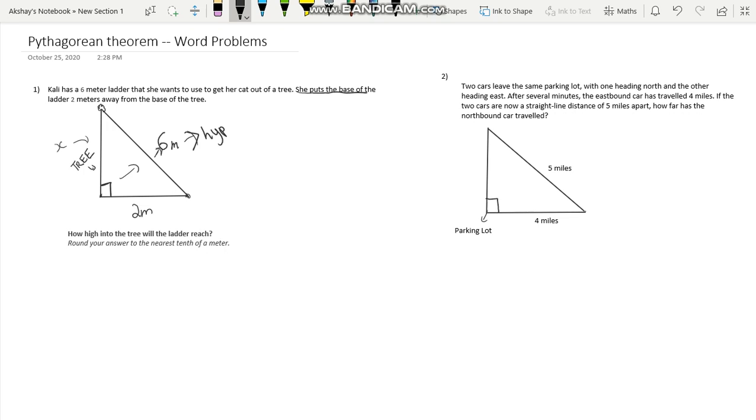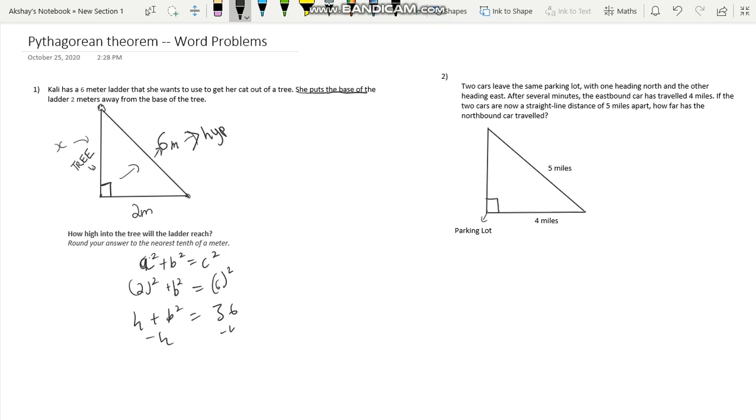Okay, so it's a good case for the Pythagorean theorem here. a squared plus b squared is equal to c squared, and our a and b are interchangeable, so I'm going to say a is equal to 2, so we have 2 squared. We want to find our x, so b squared. Our hypotenuse is always c, so we know that is 6 squared. 4 plus b squared, 6 squared is 36.